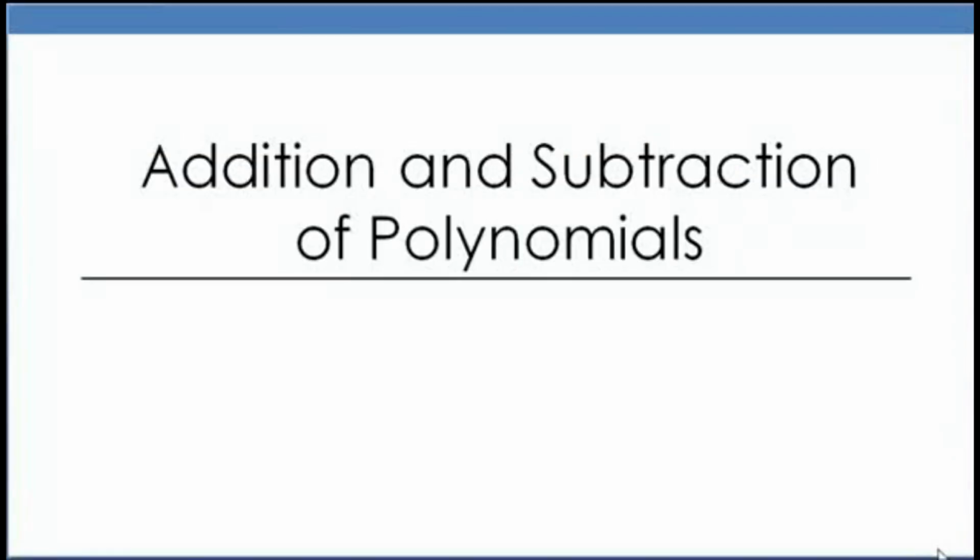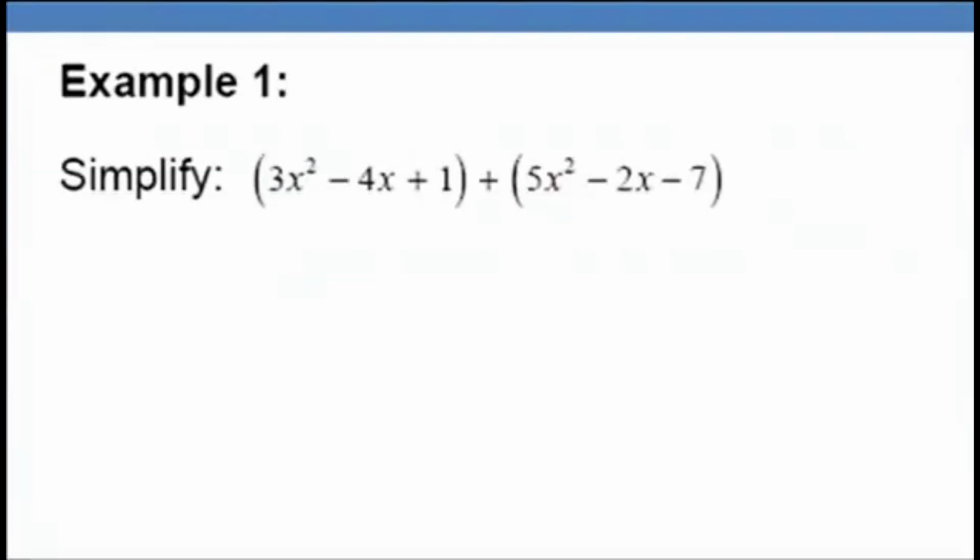Addition and subtraction of polynomials. Example 1, simplify. So we're going to add these two polynomials together. First, we have to check outside the parentheses to make sure there's no exponent, and there's not. We also check in front to make sure there's nothing to distribute, and there's not. So the first set of parentheses can come off to give us 3x squared minus 4x plus 1.